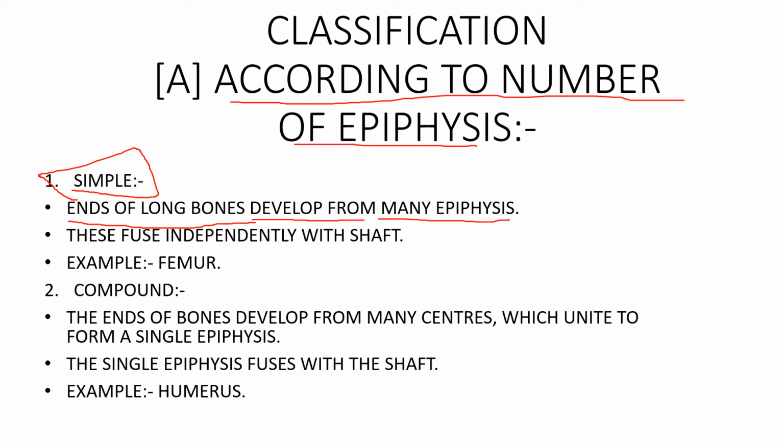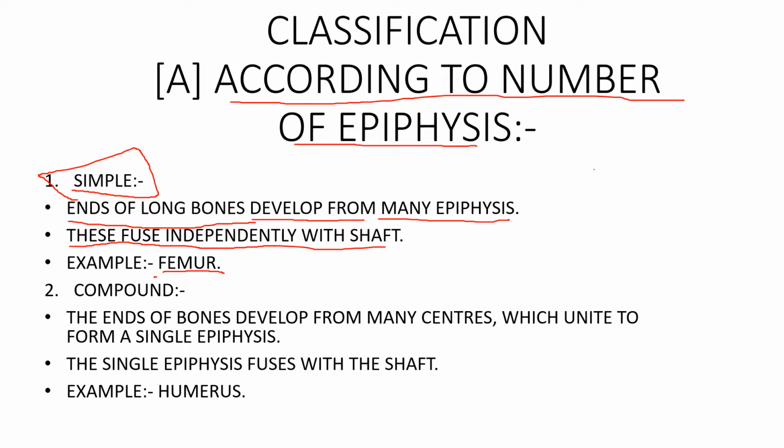So again we will start with simple epiphysis. Ends of long bones develop from many epiphyses. These fuse independently with the shaft. And the example for it is femur. First, what happens? Ends of the long bone are developing from many epiphyses, so many epiphyses form the end of a bone.